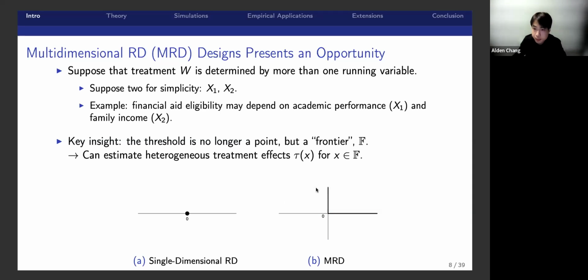Or separately, they may throw away individuals with X1 values below zero and focus on a single-dimensional RD using X2 as the running variable. So when they are doing that, they are basically estimating an average effect over the two segments of the treatment frontier separately.